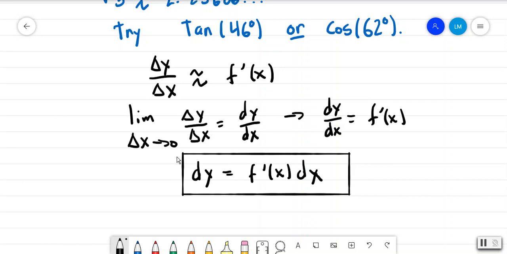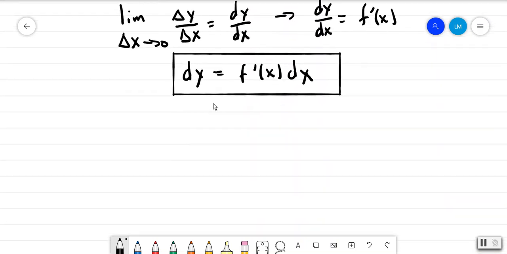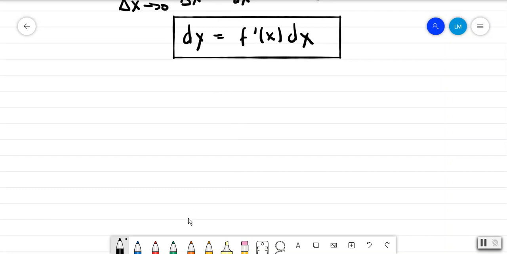Okay, so we have basically another formula, in a sense, that gives us that we can estimate the change in y. So that's the only difference between these two. This represents the change in our variable y.